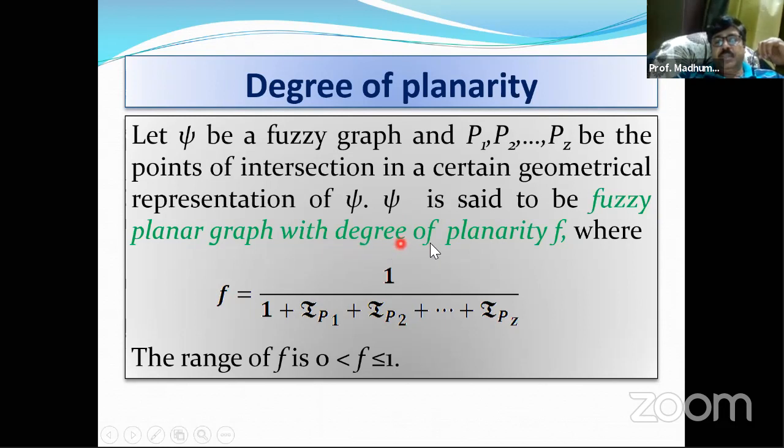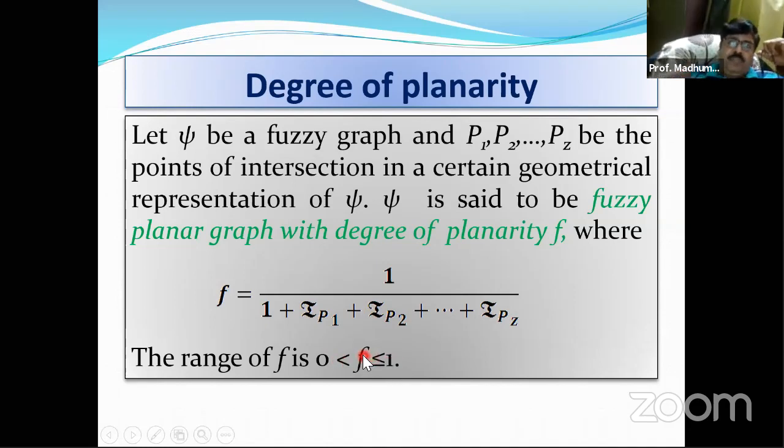This term is defined as the degree of planarity of the fuzzy graph. So F equals this. This is a very important parameter. This F lies between 0 and 1. It is obviously greater than 0 because all these IP1, IP2, IPZ are positive, so all these terms are positive. And it should be less than 1 also. It is obvious: the numerator is 1, and the denominator is 1 plus something, so the value lies between 0 and 1.